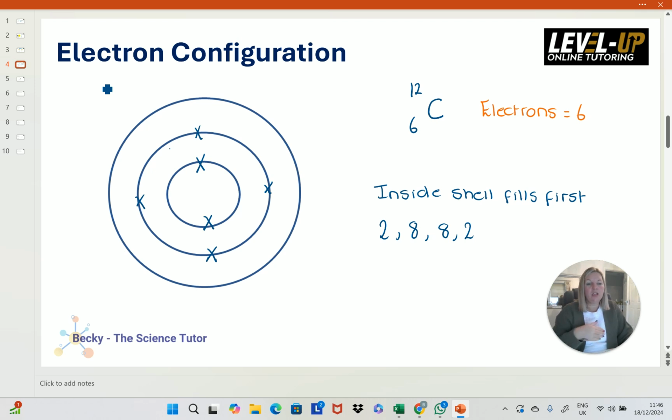Okay, so if you're asked to draw the electron structure, take a look at the proton number. Protons equals electrons, and therefore you can work out how many to put in each shell. 2 in the first, up to 8 in the second, 8 in the third, and then if we need it, we can have 2 in that fourth shell.